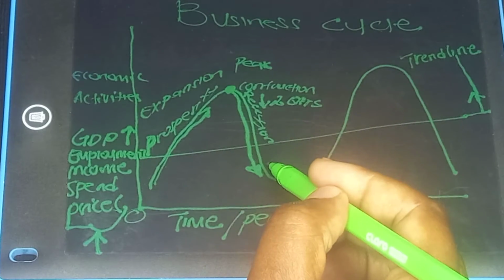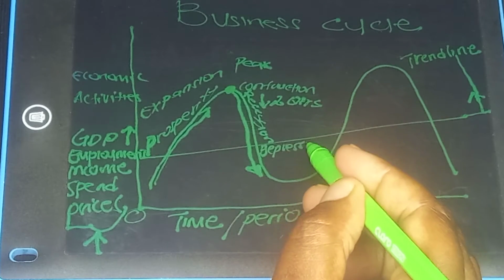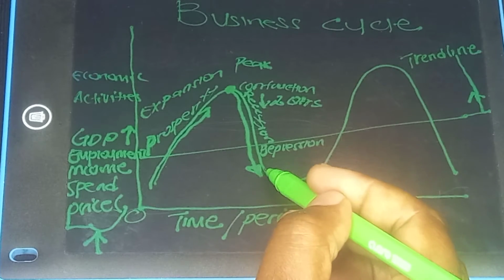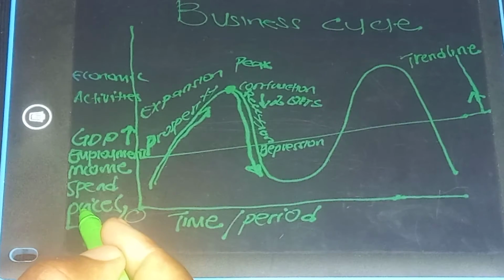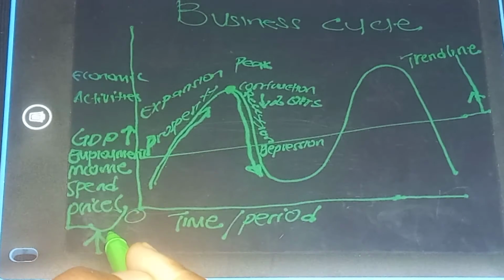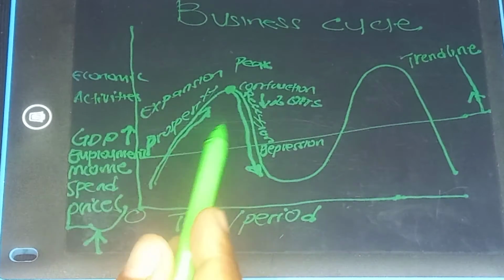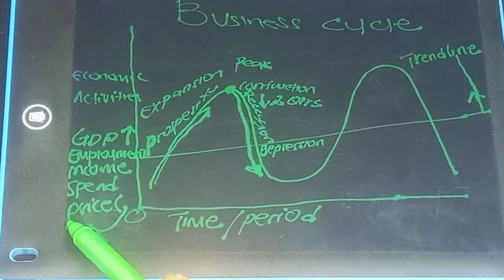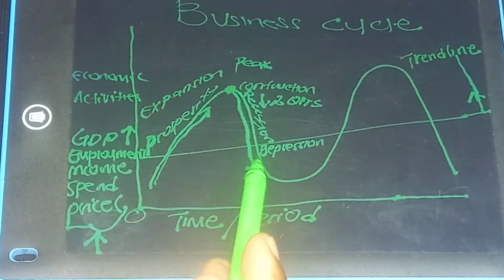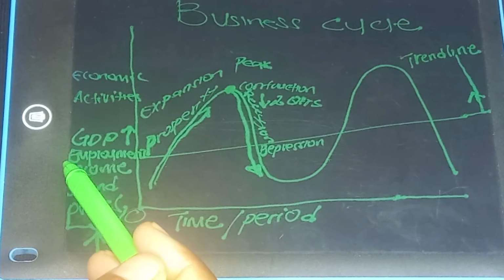Now, after recession, we reach depression. In a depression, all these are down extremely. But in a recession, GDP starts to decline, employment starts to decline, income starts to decline, spending starts to decline, prices start to decline. But in depression, they're extremely declining because less production is taking place.